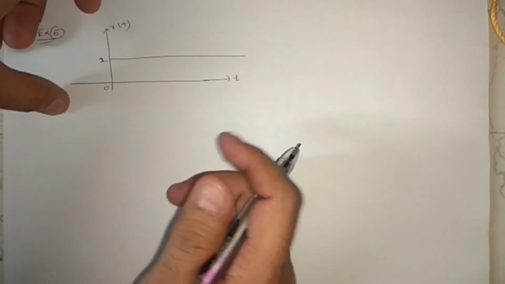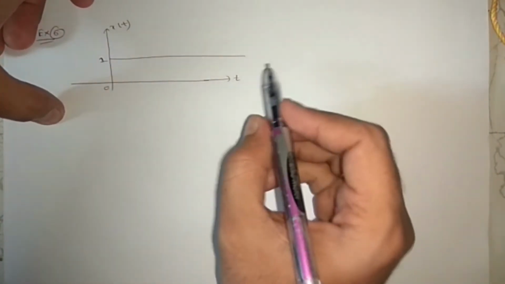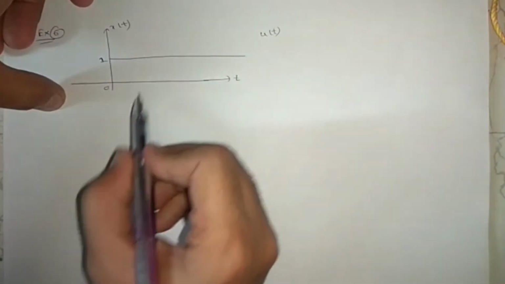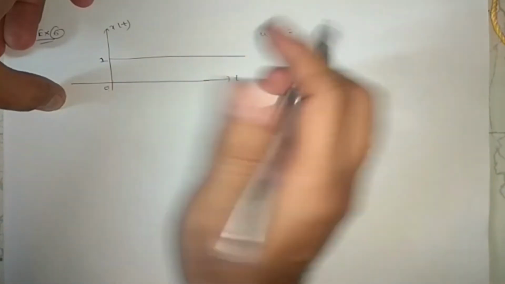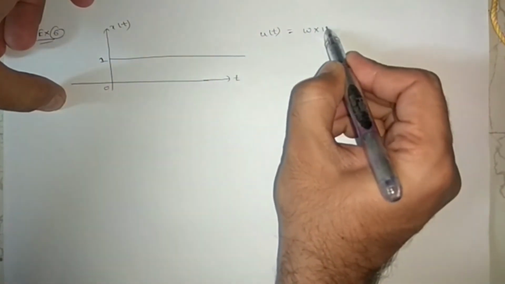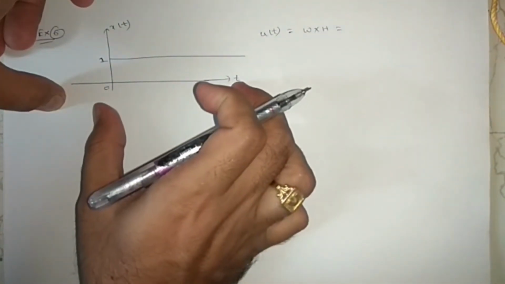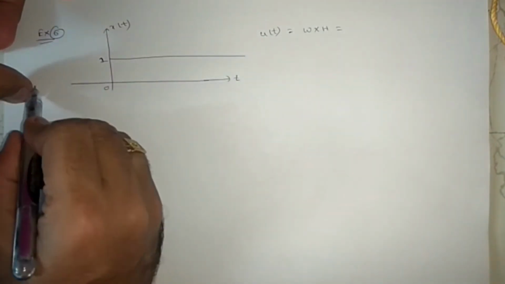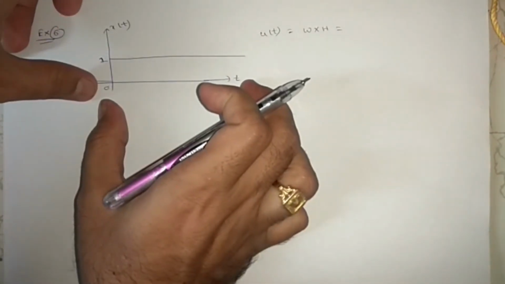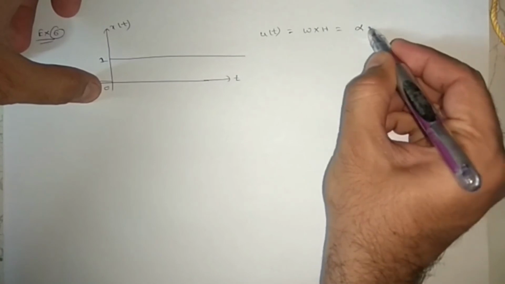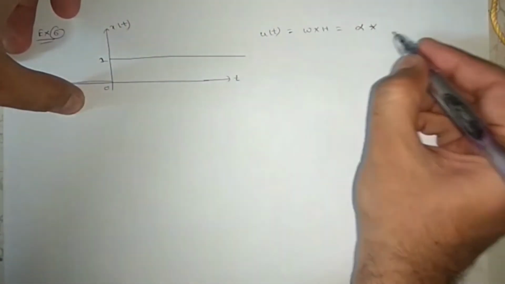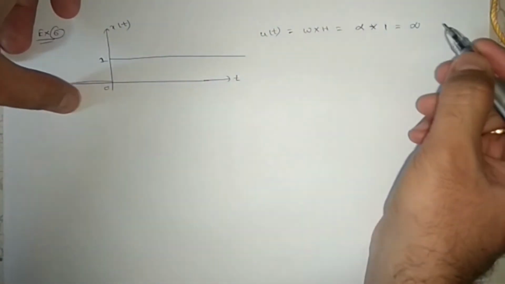So let us see example 6. What about the area of this one? This is the u of t signal. See, u of t is a square kind of signal, right? So width into height, if you consider, what is the width of this one? Here it is completely zero on one side. The width is infinite, right? Infinity into height 1, so infinity, right?